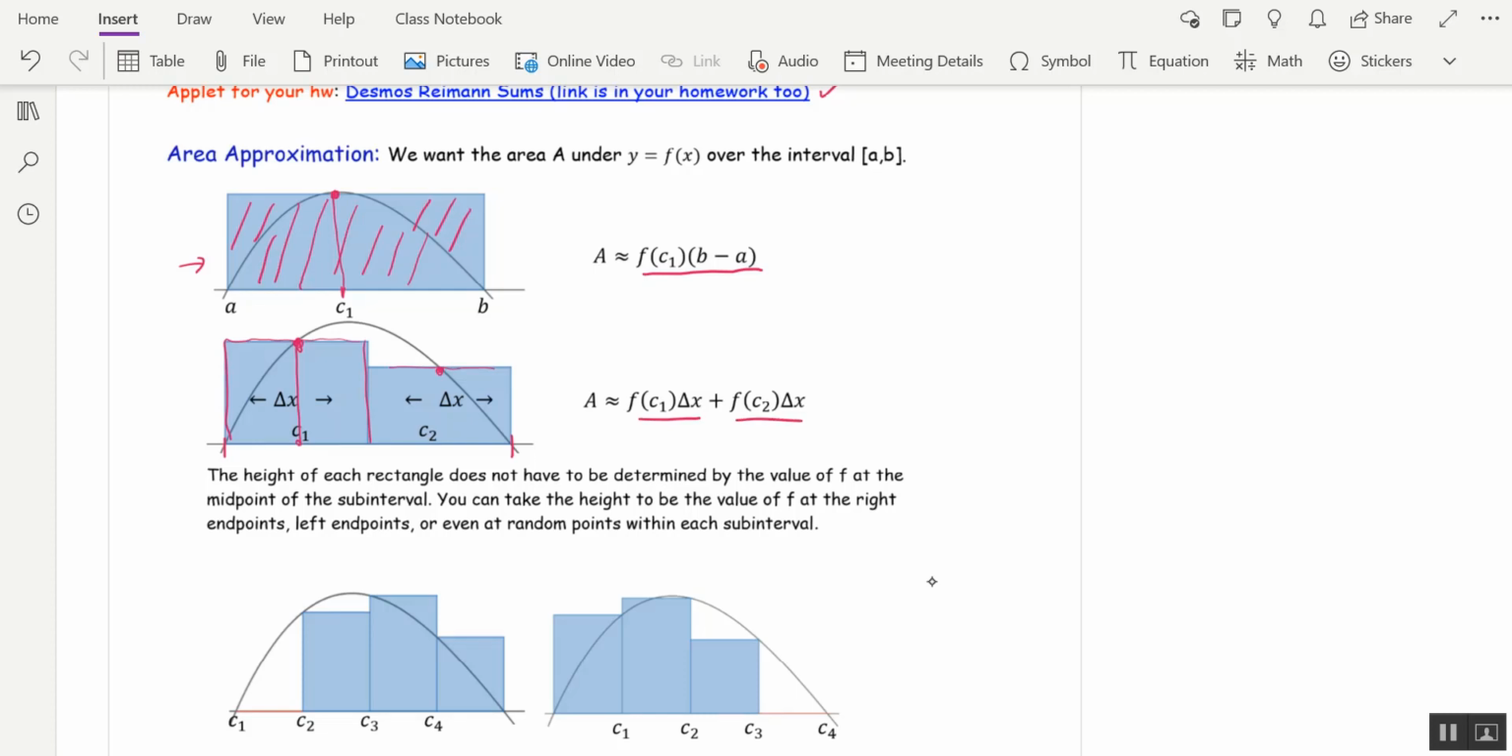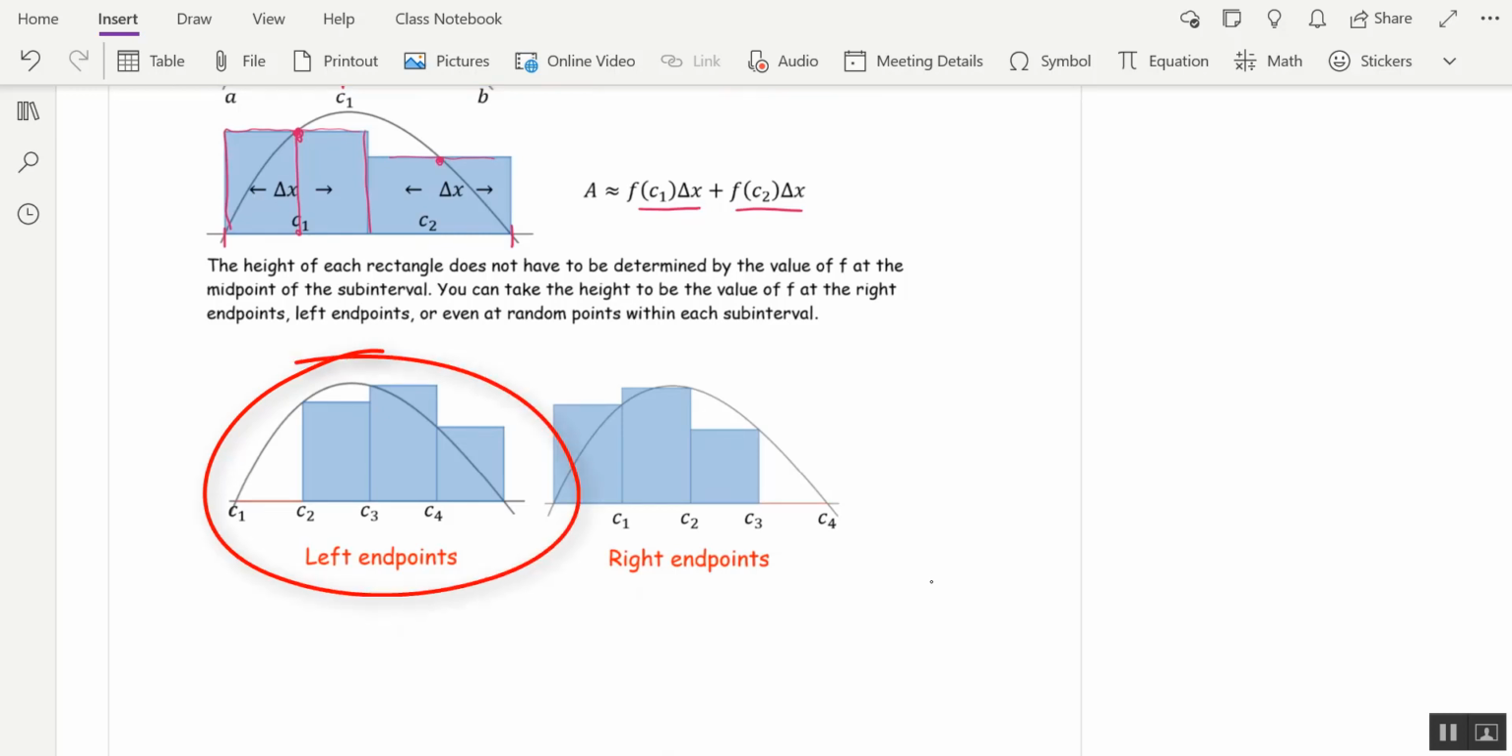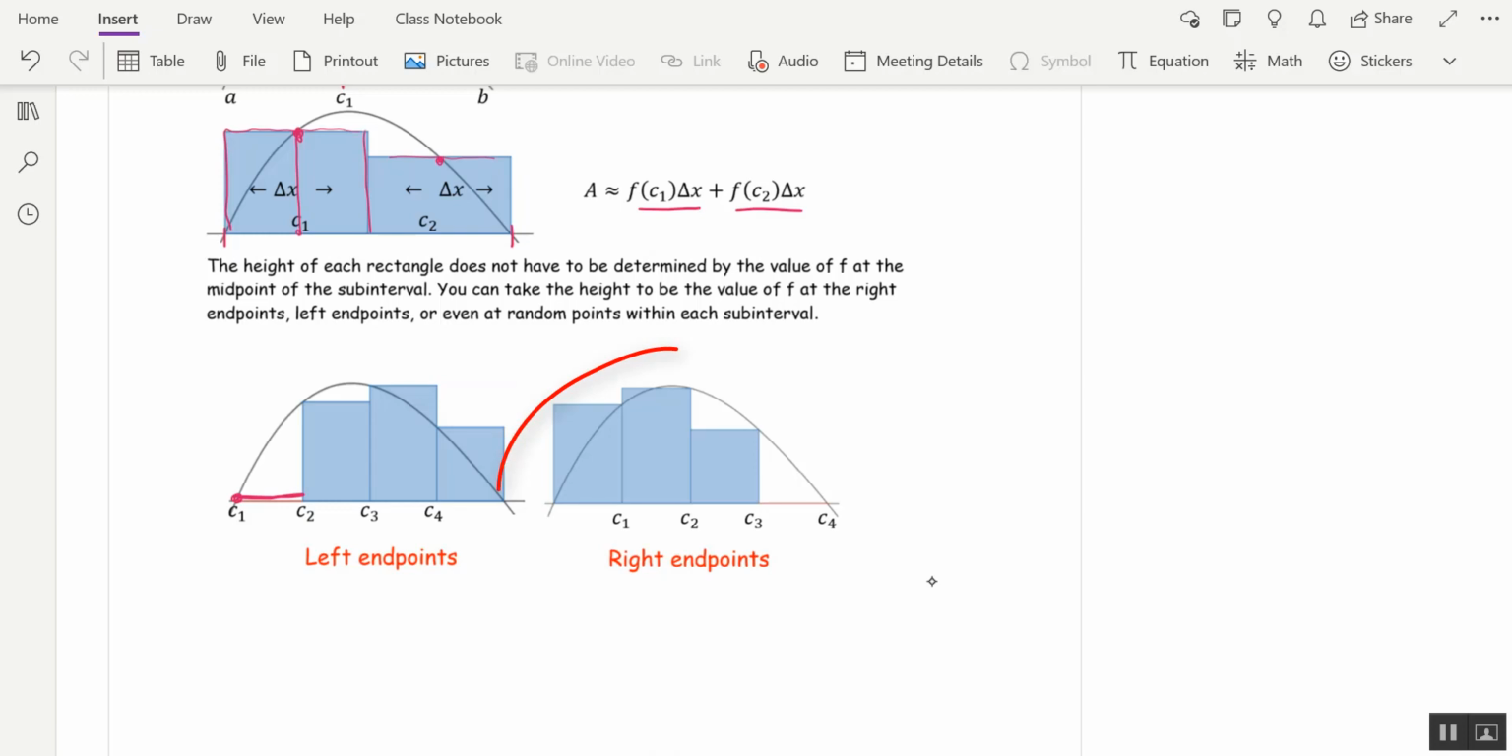Now, there's nothing to say you have to use midpoints as the height of each rectangle. In these two pictures, I'm using left-hand endpoints, and I'm using 4 subintervals. So notice the height of the first rectangle here is 0, because that's the value of the function on the left side. And over here with the right-hand endpoints, the first rectangle doesn't have 0 height, but the last one does. And so we'll do an example of that right now.